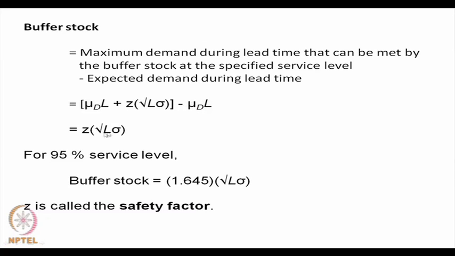So, this quantity Z into root over L into sigma is called the buffer stock. If 95% is the service level, buffer stock is equal to 1.645 multiplied by the standard deviation, which is the root over of the variance. Normally, Z is called the safety factor.